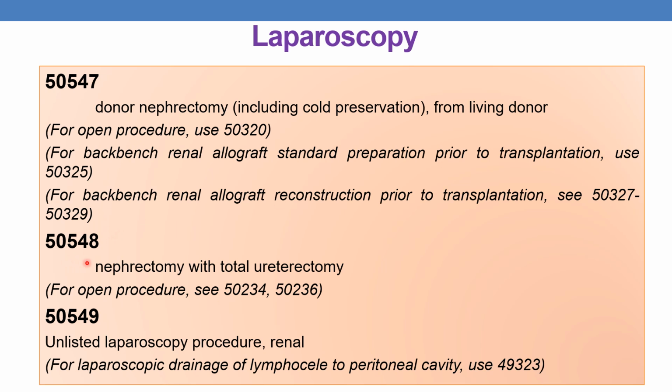The next is 50548. Laparoscopy surgical with nephrectomy with total ureterectomy. And for open procedure of nephrectomy with total ureterectomy, you need to see 50234 and 236. And finally, 50549 deals with unlisted laparoscopy procedure renal.